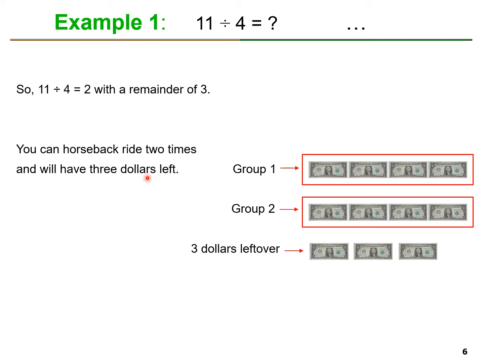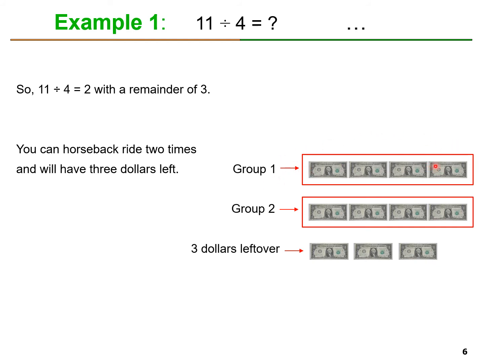So let's look at how this plays out in terms of groups. So over here, we have a total of 11 items. 1, 2, 3, 4, 5, 6, 7, 8, 9, 10, 11. $11. Now, each horseback ride is going to take up 4 of those total 11 items. So each group is $4.